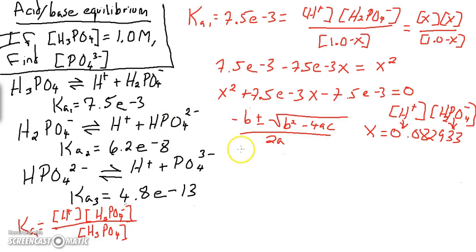Let's look at the second Ka. The second Ka, let's choose a different color for that one. Let's do green. My second Ka over here is equal to 6.2 e negative 8.